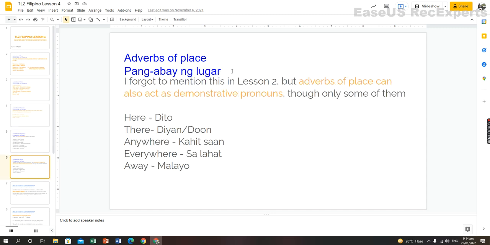So adverbs of place. So yeah, pang-abay ng lugar. Adverbs of place can also act as demonstrative pronouns, although only some of them. So here, dito, there, dyan, doon, kahit saan, sa lahat, malayo. So if your driver says, saan ka ba pupunta? Meaning where do you wanna go? You can say kahit saan, but I recommend you don't say that. You can just say around the corner, or dyan lang sa gilid, or sa unahan. Just a couple examples to clarify.